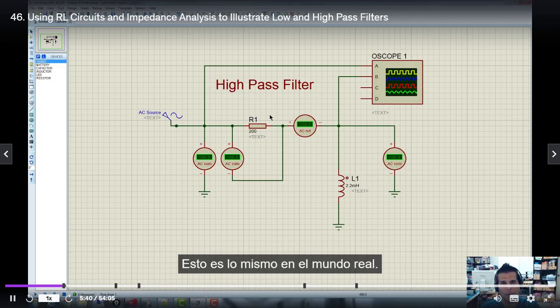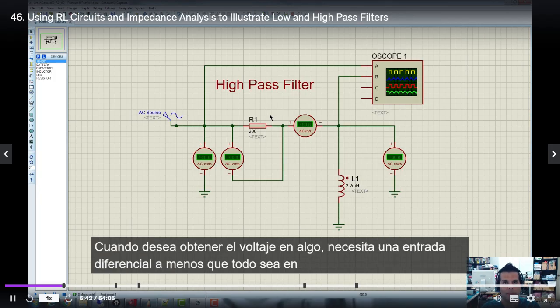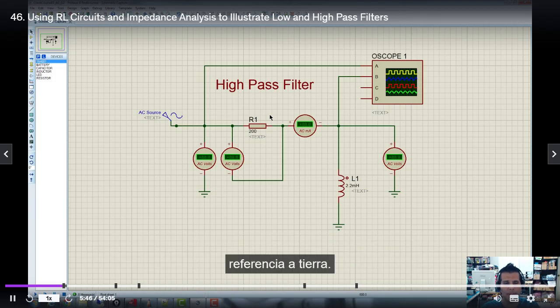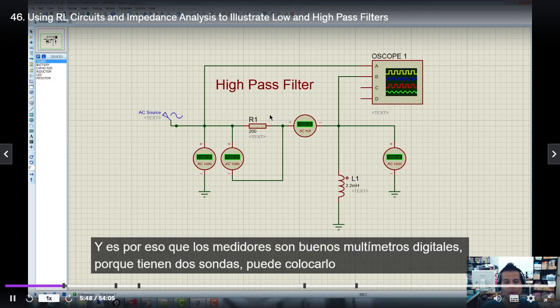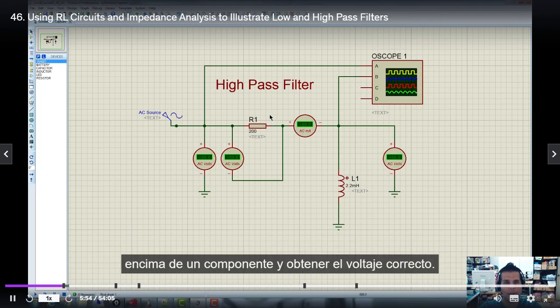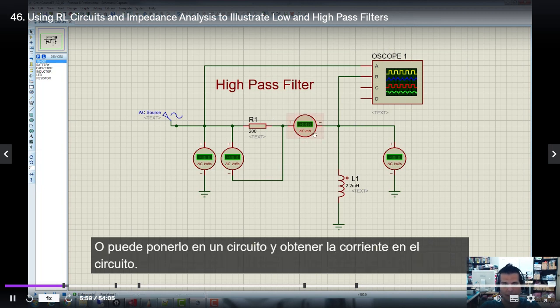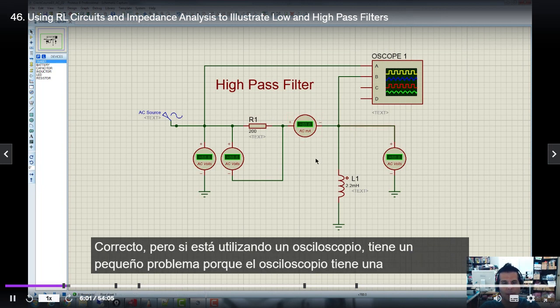This is the same thing in the real world. When you want to get the voltage on something, you need a differential input, unless everything is in reference to ground. And so that's why meters are good, multimeters, digital multimeters, because they have 2 probes. You can put it on top of a component and get the voltage across it, all right? Or you can put it into a circuit and get the current in the circuit, right?